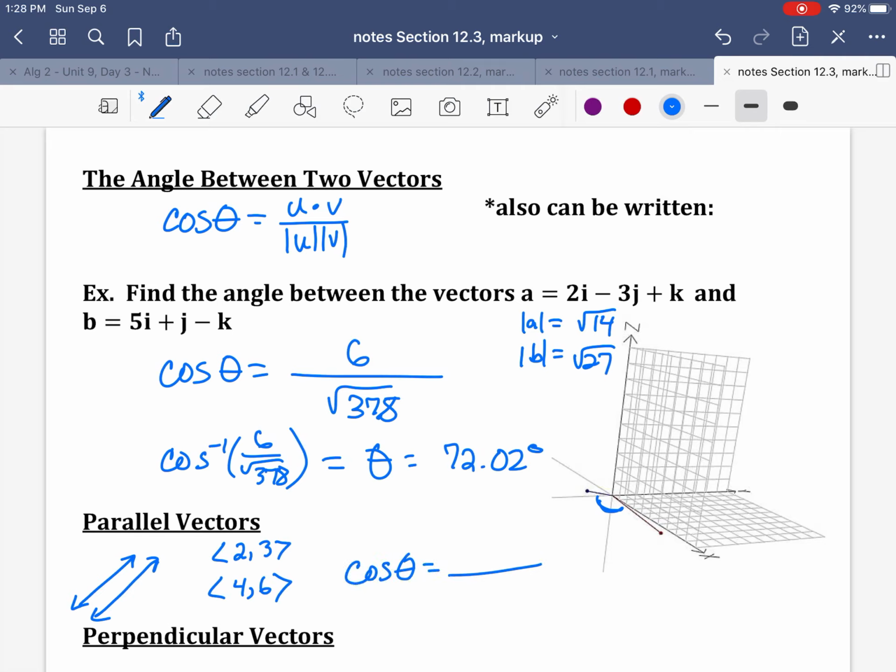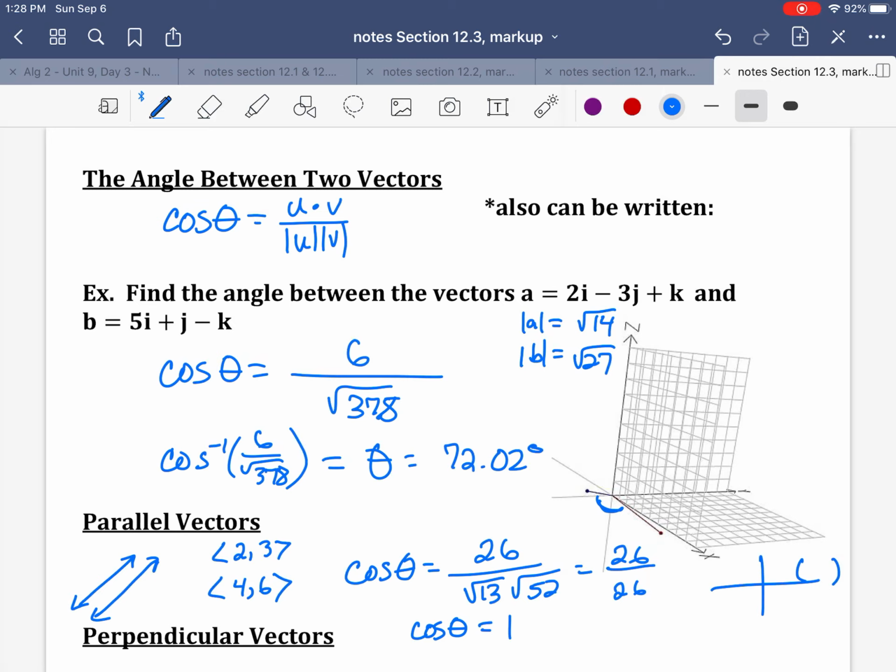So if I do my cosine of my angle, the dot product of these two things would be 8 plus 18, 26, over the magnitudes multiplied together. Well, the magnitude of the first one is square root of 13. The second one is square root of 52. But when I put those together, I get square root of 676, and the square root of 676 is 26. So what I end up with is cosine of my angle is equal to 1.